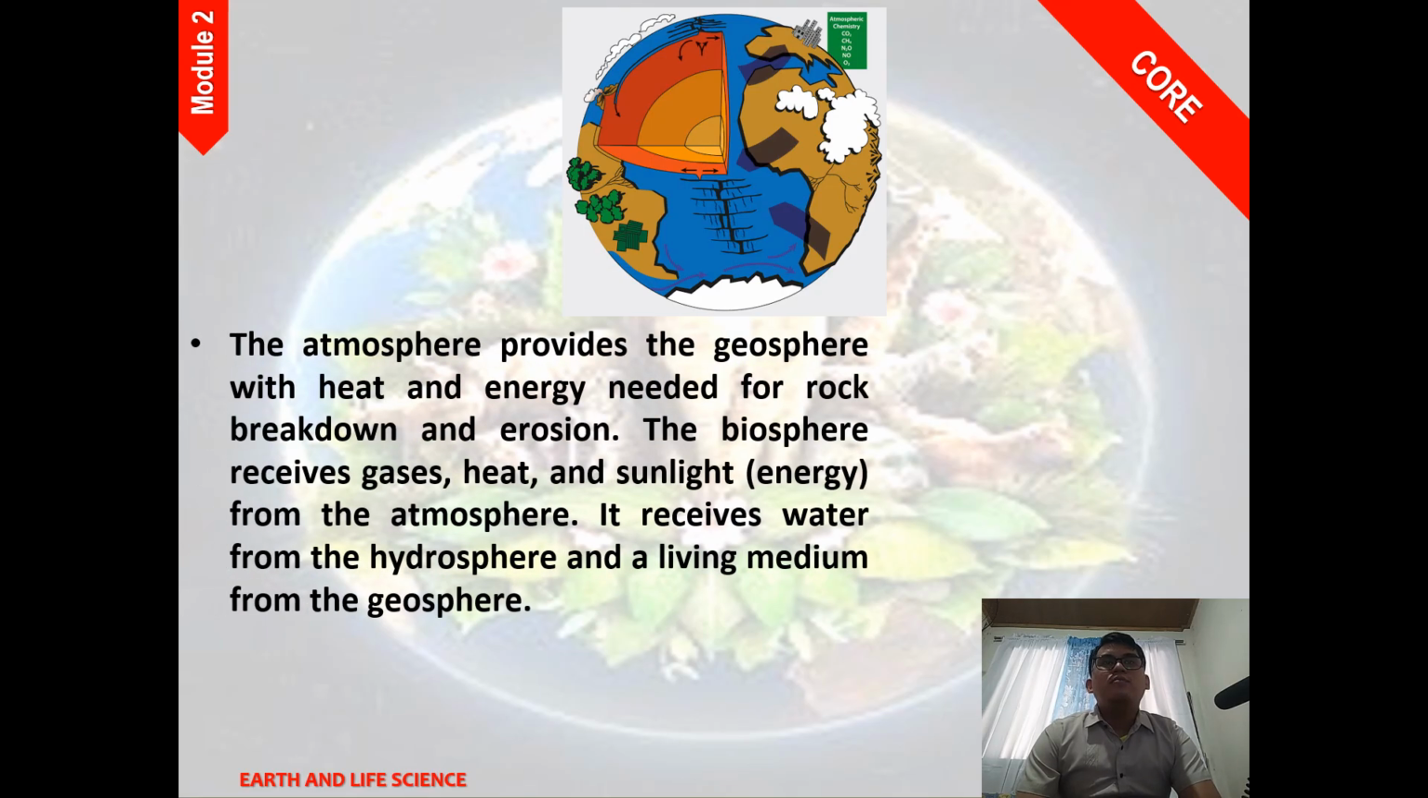The atmosphere provides the geosphere with heat and energy needed for rock breakdown and motion. The biosphere receives gases, heat, and sunlight from the atmosphere. It receives water from the hydrosphere and a living medium from the geosphere. That is why, like I earlier said, these 4 spheres or 4 subsystems are interrelated to each other. They need each other.